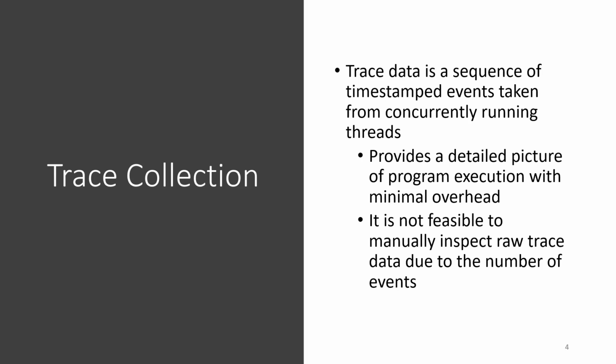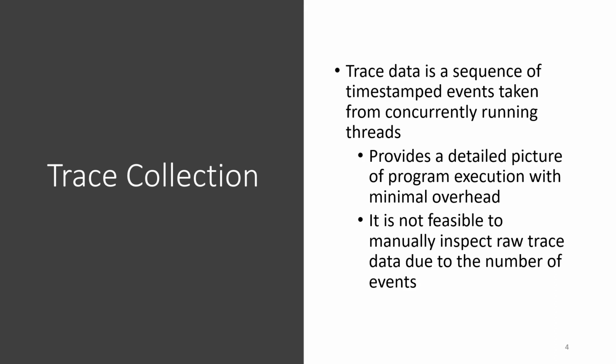So like I just mentioned, we start off by collecting trace data, and trace data is just a sequence of timestamped events taken from concurrently running threads. So this can provide a very detailed picture of program or system execution, and using open source tracers, we can collect these events from multiple levels while imposing minimal overhead. The main drawback of trace data is that it's simply not feasible to manually inspect raw trace data, mostly due to the sheer number of events that can be generated in a very short amount of time. Which is why there is a large body of work dedicated to the interpretation of trace data.